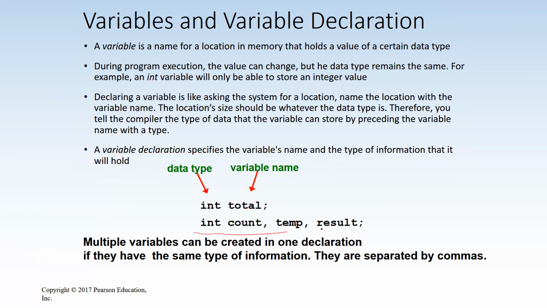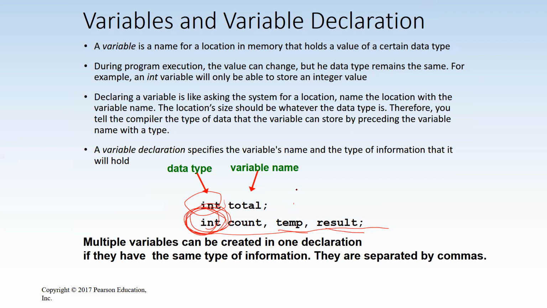So this is saying, give me 3 locations, name one count, the other one temp, the other one result, and they all can only hold integer values. That's what this means. Because they all have the same data type, you can separate them with a comma and with that data type in the front, okay? Any questions?